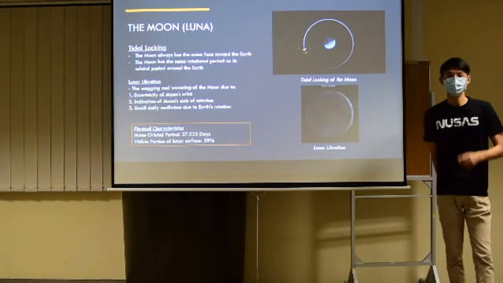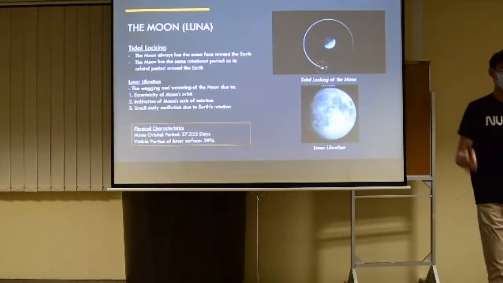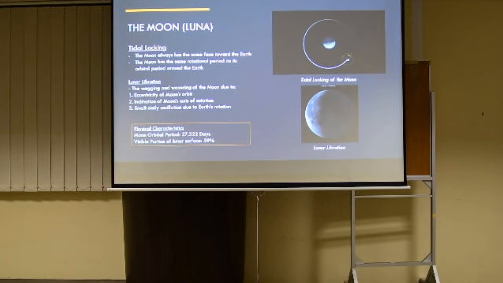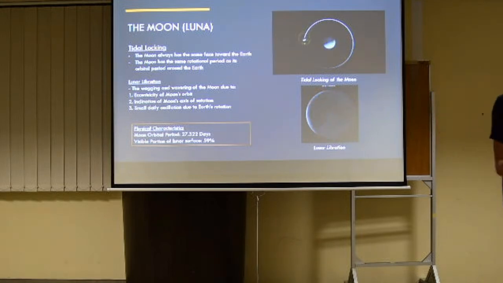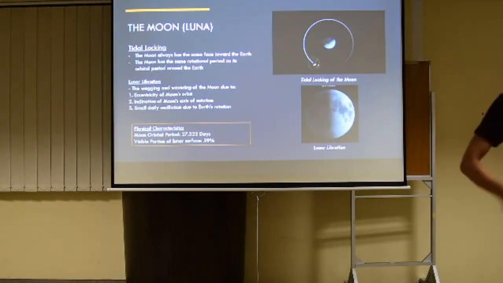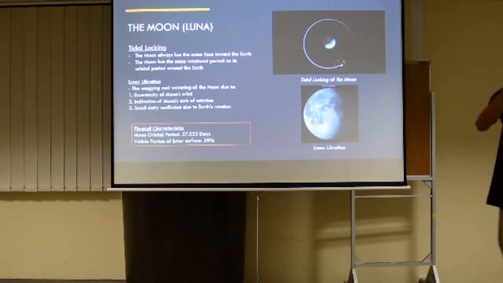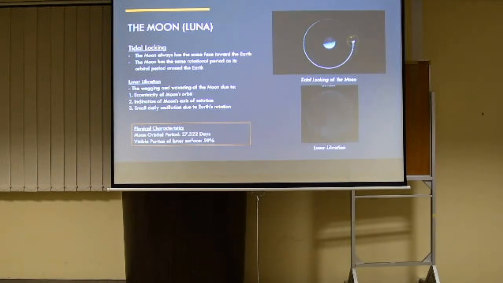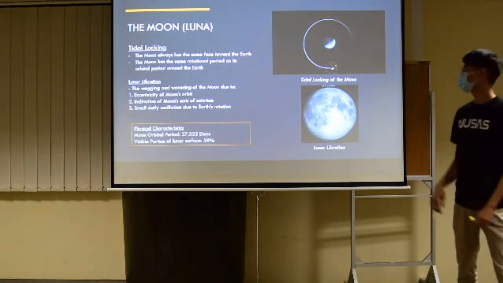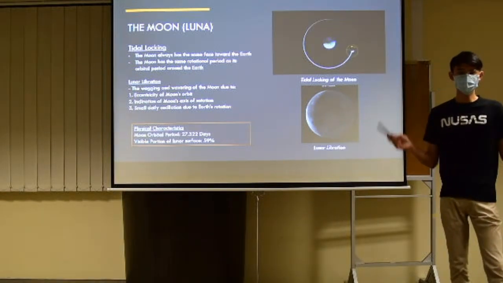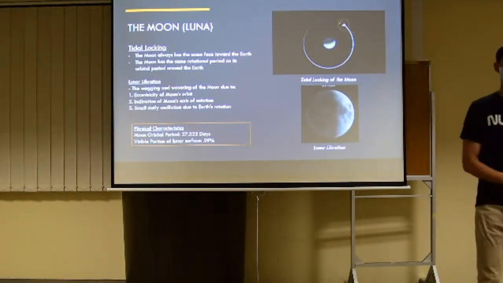This wagging and wavering of the moon occurs due to three things. The eccentricity of the moon's orbit, because as you know, any orbiting astronomical body will never orbit in a perfect circle. It's always an elliptical orbit. The second factor is the inclination of the moon's rotational plane relative to its orbit around the Earth. And the last factor is small daily oscillations due to Earth's rotation.